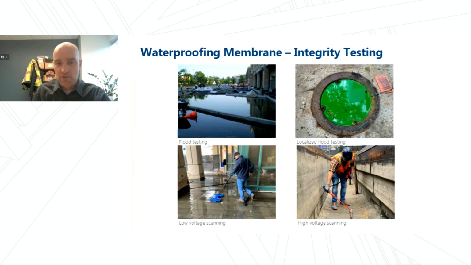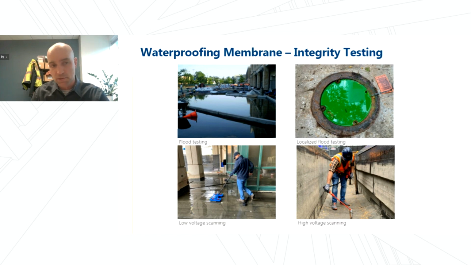Both high and low voltage electronic leak detection, which are shown here on the bottom of the screen, attempt to complete an electric circuit between the testing equipment and the concrete slab. For this to work, both the concrete and steel reinforcement need to be electrically conductive, while the waterproofing membrane, most of them are not. Therefore, the membrane acts as an electrical insulator, preventing electrical current from flowing.